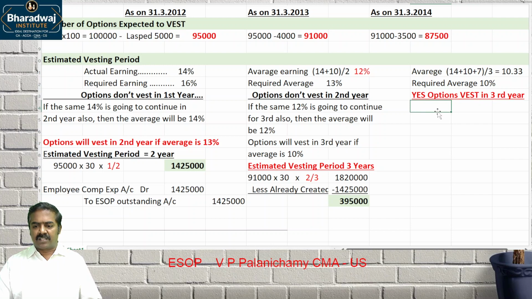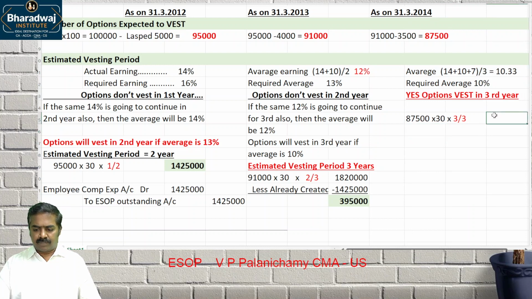So what is the cost now? Wait, employees changed or options changed? 87,500 into 30. Cumulatively 3 by 3. Otherwise, okay, cumulative figure is 3 by 3, so you can just take 87,500 into 30 into 3 by 3. How much do you get? 26 lakh 25,000.